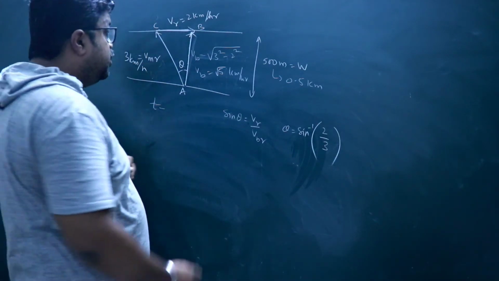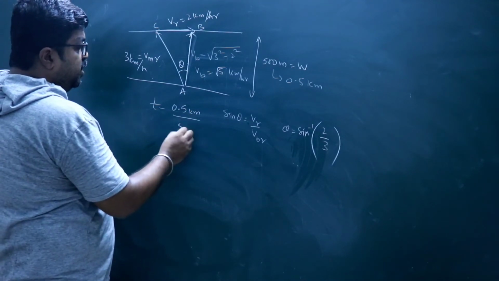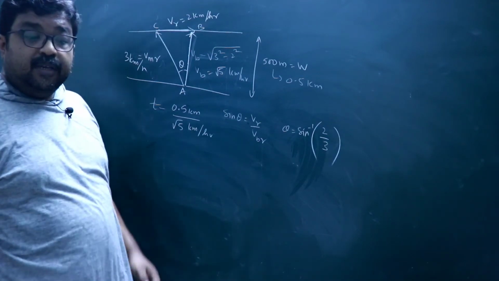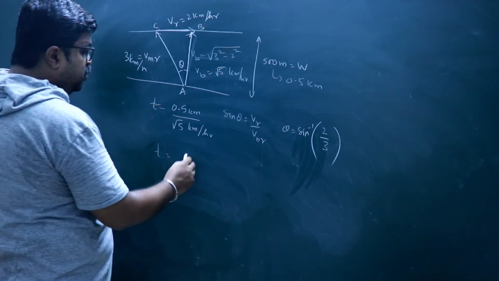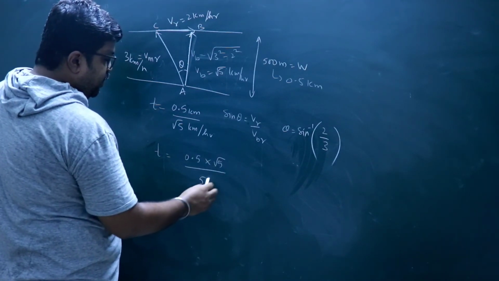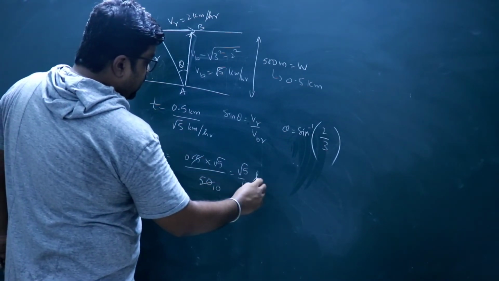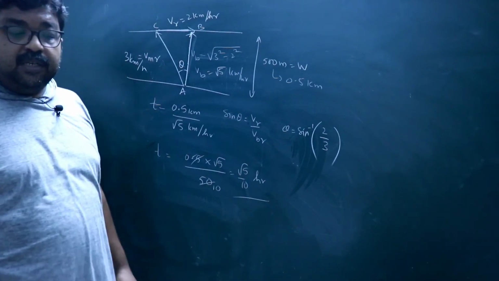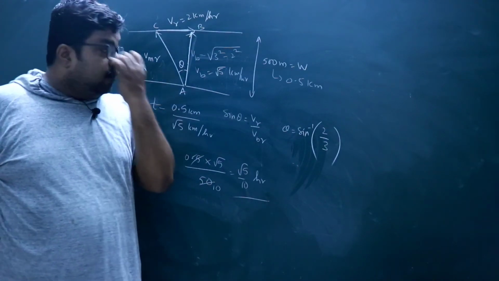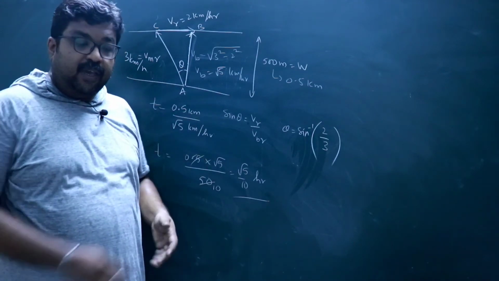So time for river crossing will be 0.5 kilometer divided by root 5 kilometer per hour. So T is equal to 0.5 into root 5 divided by 5. So this is root 5 by 10 hour. This is the time of river crossing, and this tallies with what is given in the answer. But let us see this problem in some other way.